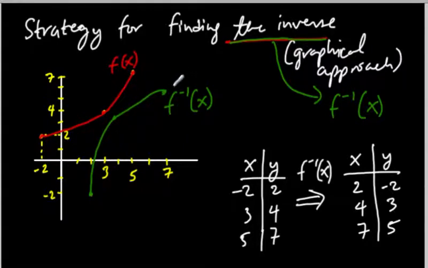I know it's not the smoothest curve, but if this is my function and I'm switching the inputs and outputs, this is what the inverse function would look like with respect to the original function. So this is a graphical approach, basically using points and merely switching the x and y in order to plot the inverse function.